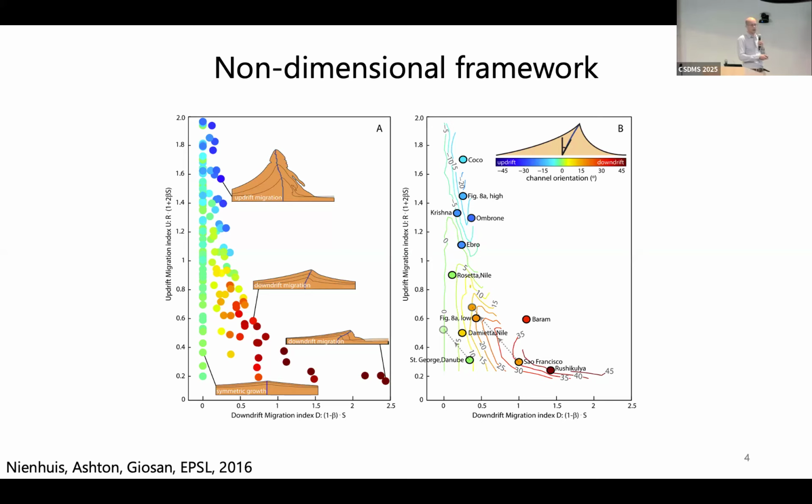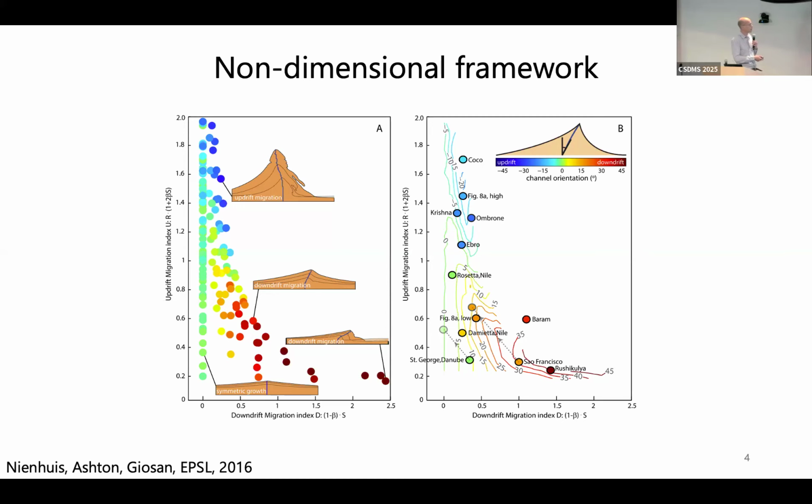And you can see that with these two different non-dimensional numbers, you really get a very smooth signal in your model output. What it then also allows you to do is find these non-dimensional numbers for real deltas and plot them in the same framework, right? So in this case, you really married both observations and also very simplified models.